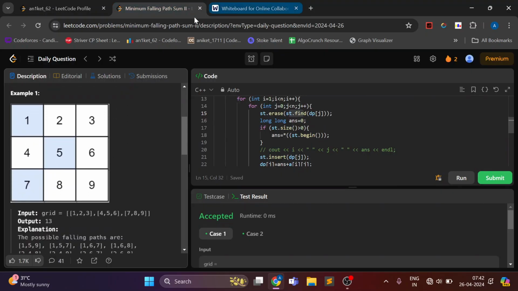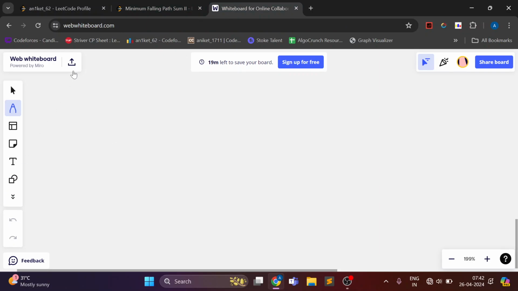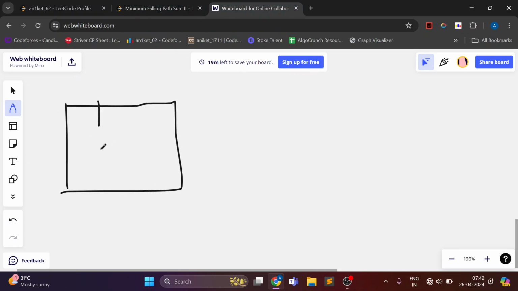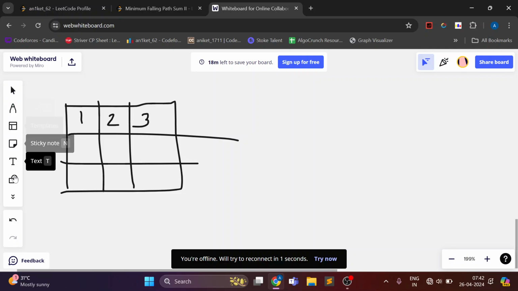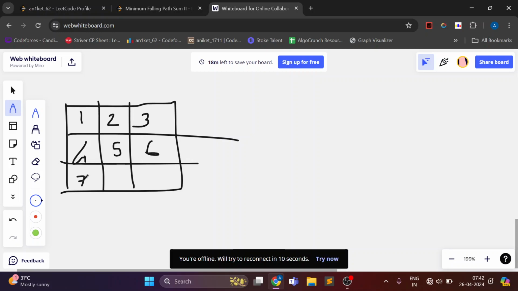Let's say I have this type of grid. So, I think Wi-Fi got disconnected.